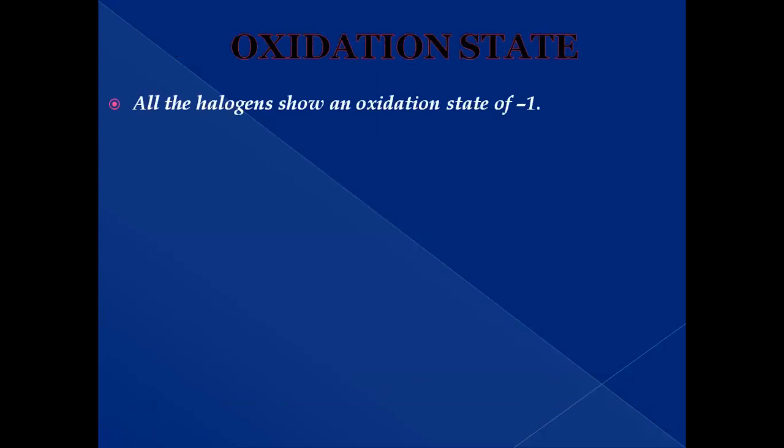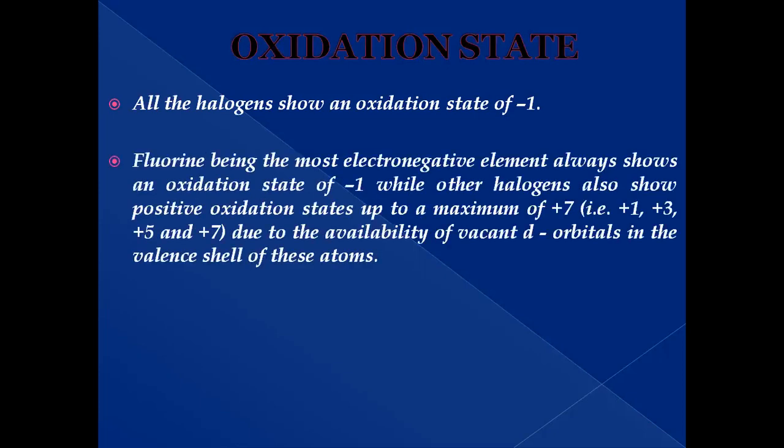As a result, if you take their oxidation state, the most common oxidation state which this group will show is -1. They can easily gain 1 electron to complete their octet. Apart from -1, except fluorine, the others show +1, +3, +5, and +7. They can expand or increase their oxidation state because of the availability of vacant d orbitals in their valence shell.